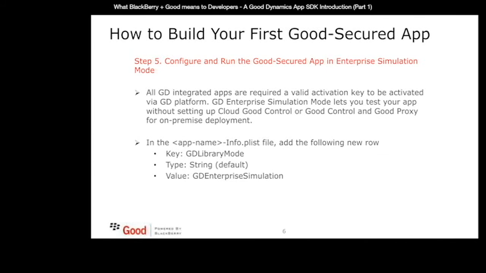All GD integrated apps require a valid activation key to be activated via the GD platform. But GD Enterprise Simulation Mode lets you test your app without setting up the server part, which is Cloud Good Control or Good Control and Good Proxy for the on-premise deployment. So in, for example, the iOS platform in Xcode, you can search your app's info.plist file and add the following new row: set the key as GD library mode and the value to GD Enterprise Simulation.